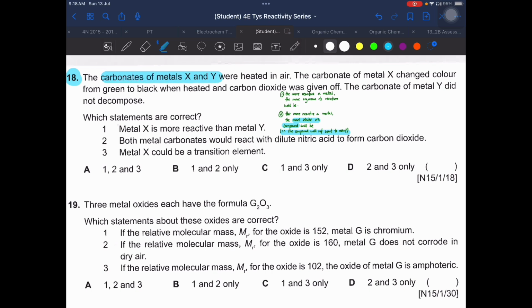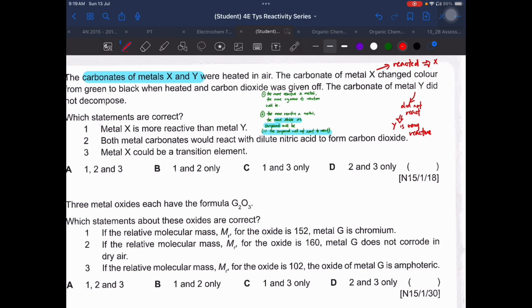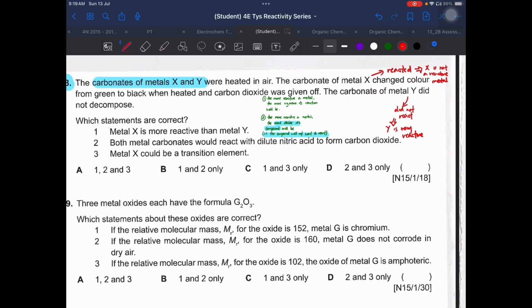They're not looking at the normal metals. So both of these are being heated up. The carbonate of metal X changed color, that means it reacted. The carbonate of metal Y did not decompose, that means it did not react. So as a student, remember statement 2 says that the more reactive a metal is, the more stable the compound will be. This will in turn mean that Y as a metal is very reactive. That's why its compound is very stable. Since X reacted, it means that X is not a reactive metal, as you can see that its compound, X carbonate, is actually not very stable.